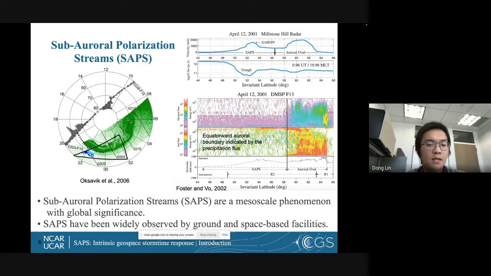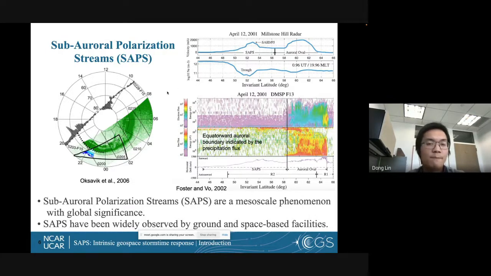And in the context of the ionosphere thermosphere, this is between 50 to 500 kilometers. SAPS have actually been widely observed by various observational facilities. For example, here are measurements from the DMSP satellites, and this is a separate measurement by the Super High Frequency radar. And with the incoherent scatter radar, it can also often be detected.